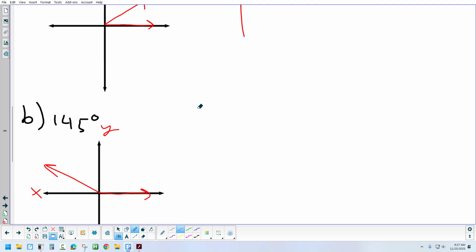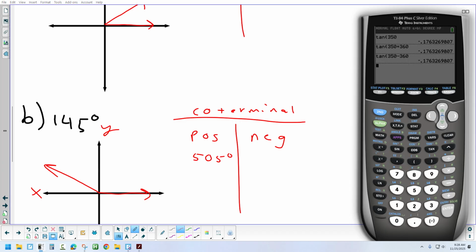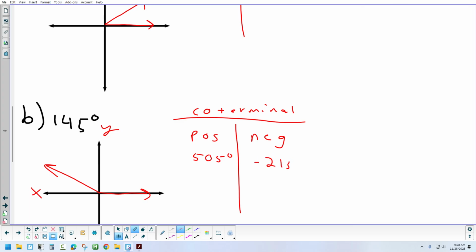All right, and let's do something that's coterminal and positive. What's an angle that is coterminal to 145 and positive? Yep, 505 degrees. Just add 360. And to get an angle that's coterminal and negative, we just take 145 minus 360, and we get negative 215. Any questions on that one?